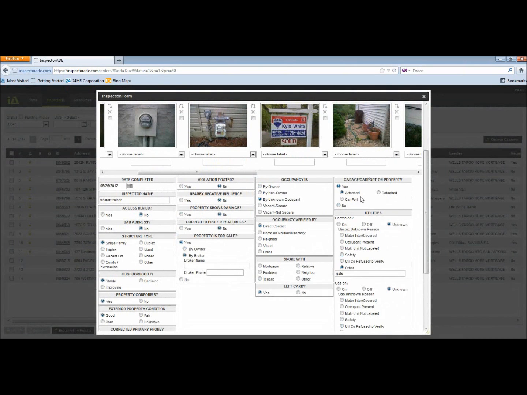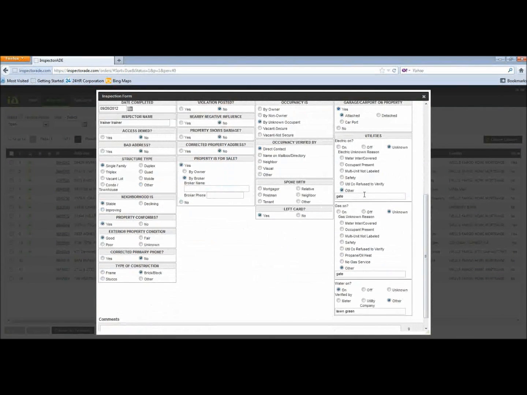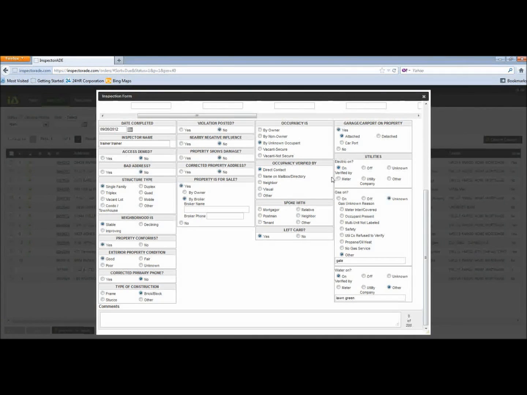Garage, carport, self-explanatory. Utilities. Now, utilities are very important also, just as important as the occupancy. Utilities are a very good indicator of whether someone's living there or not. If the power is on, we're going to assume someone's probably living there. No one comes to the door and the power is off, we're going to assume it's empty. So if you go to the house, no one answers the door, grab a picture of the meters, and then you can say electric on by meter because you have a photo of it. If you do not have a photo of the meter, you cannot say meter.